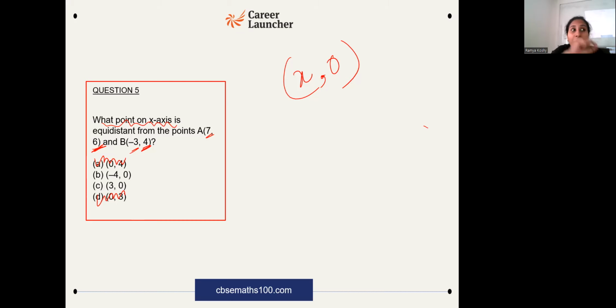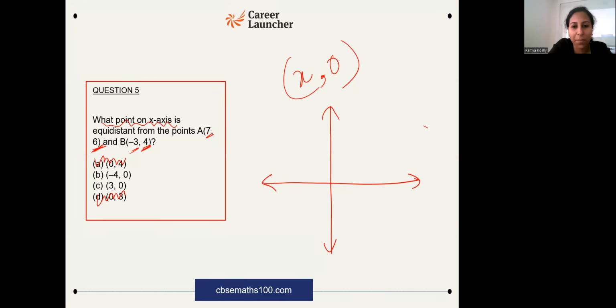Or what you could do is, you can draw a rough figure also. These are all techniques I'm giving you to make a fast guess for a 1 mark question. When you draw a rough sketch, let this be 7 comma 6. Minus 3 comma 4 will be here somewhere. Now let us see these points. Minus 4 comma 0, where is it? Oh, I'm sorry, I marked that wrong. Minus 4 comma 0 will be here.